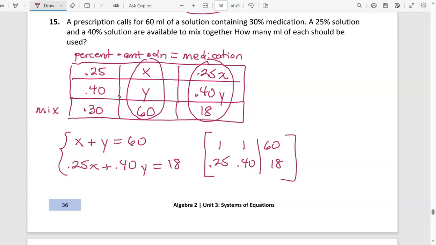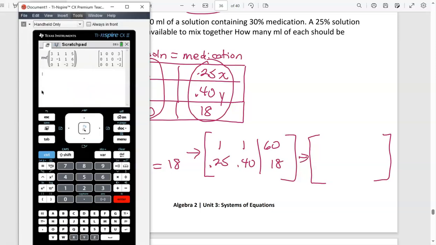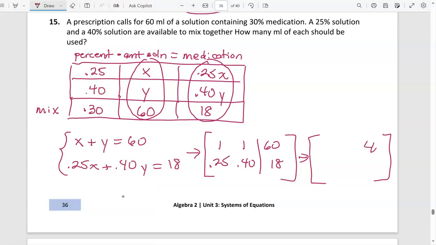And then we're going to write this in reduced row echelon form. So the system leads to an augmented matrix which goes in reduced row echelon form. All right, I'm going to enter this into the calculator. Don't forget to type RREF, open parentheses, and the menu key to the right of the 9. And this is a 2 by 3 matrix. And across the top, 1, 1, 60, 0.25, 0.4, 18 across the bottom, and that gives us 40 and 20.